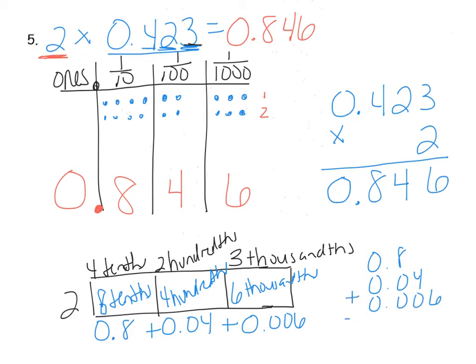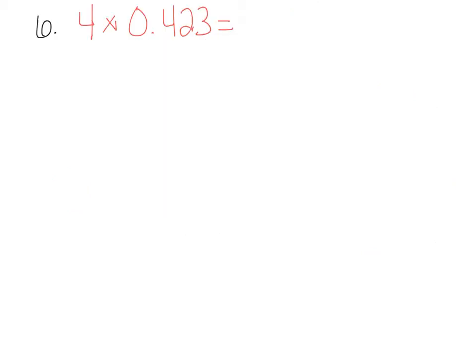And I need to put addition. Notice my decimals are all lined up. It's beautiful. 6 plus nothing is 6. 4 plus nothing is 4. 8 plus 0 is 8. 0 plus 0 plus 0 is 0. So 2 copies of 423 thousandths is still equal to 846 thousandths, and we've shown it 3 different ways.